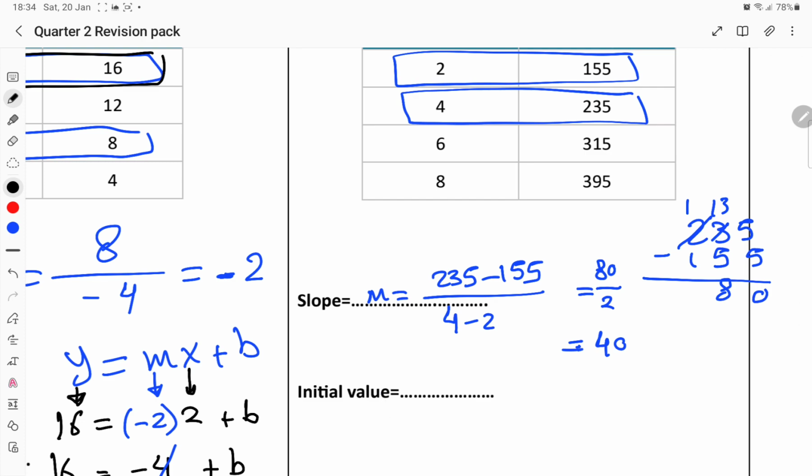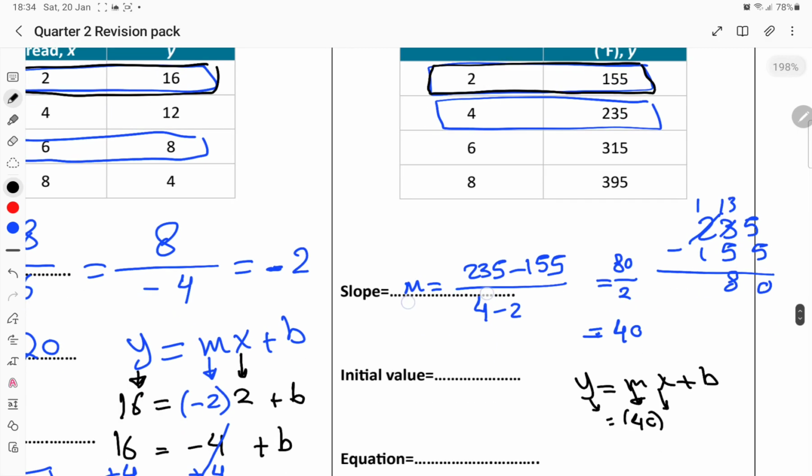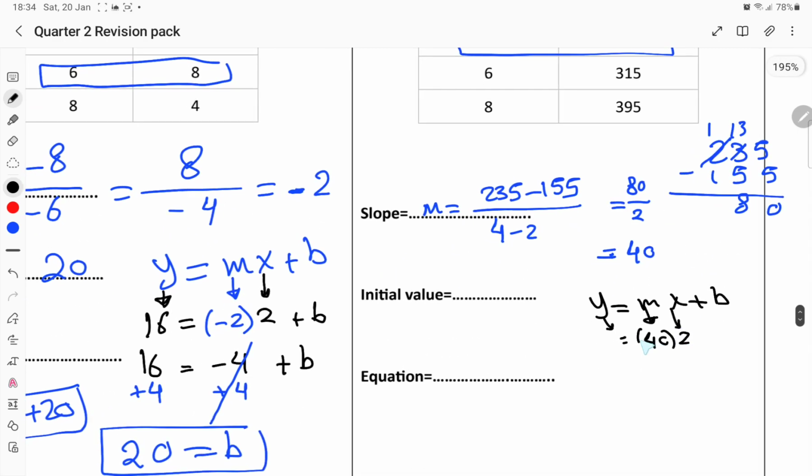What about the initial value, or the y-intercept? Again, my equation, y equals mx plus b. The m that I have just got is 40. What about the x and the y? Let's pick any point, for example, 2 and 155. So the x here is 2, the y is 155 from my table, plus b.